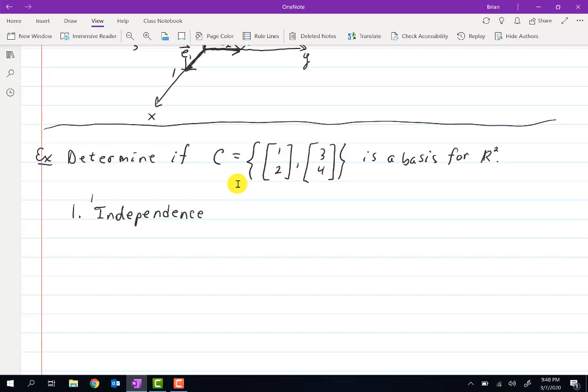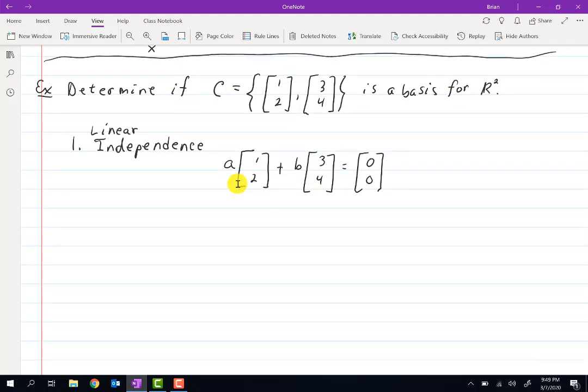Well, I should write linear independence. That means if I were to have, say, a number A times the first vector plus a number B times the second vector, if that linear combination equals the 0 vector, I want to show that A equals B equals 0. So let's see if that's actually the case. Well, what we can do here is rewrite this as a matrix problem.